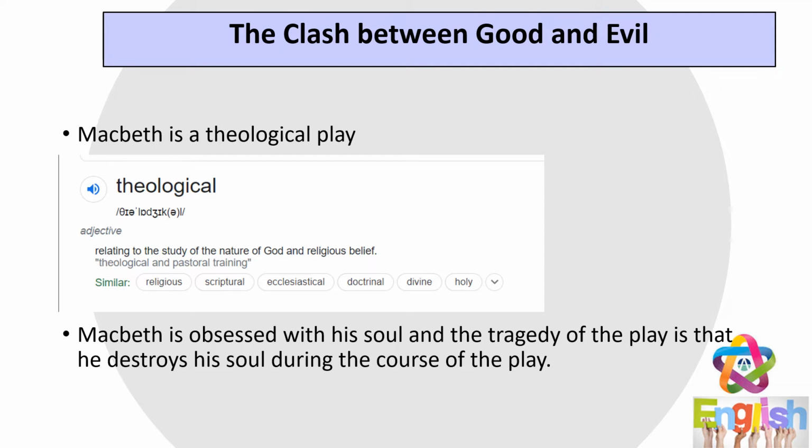He's the tragic hero. Lady Macbeth, on the other hand, is completely unaware of her soul. She isn't really bothered about it at the start, but Macbeth goes into this willingly and knowingly. So it's really important to understand that this is a theological play. That's one of the key words that you want to take away from this slide. Macbeth's deepest concern throughout the play is this concept of his soul.